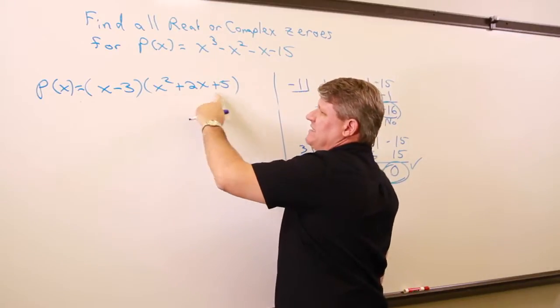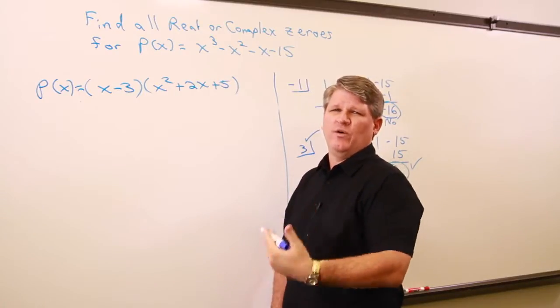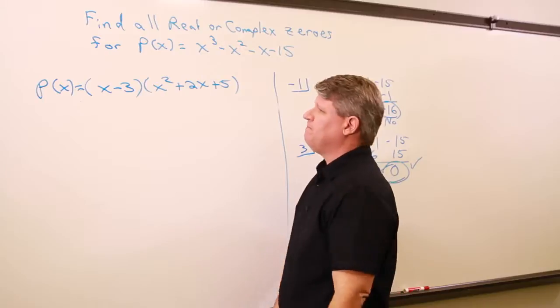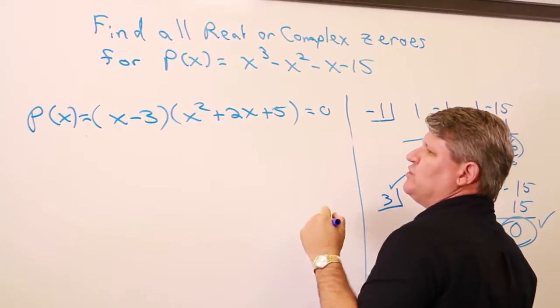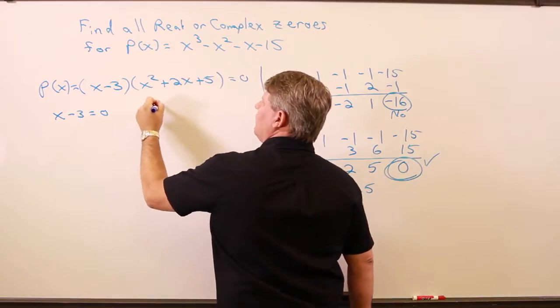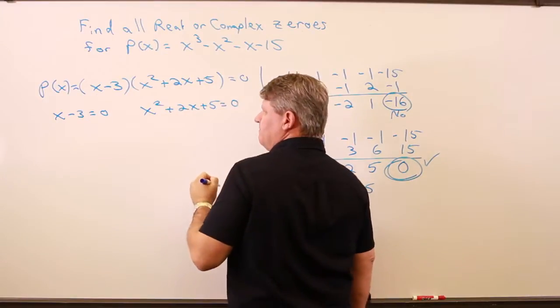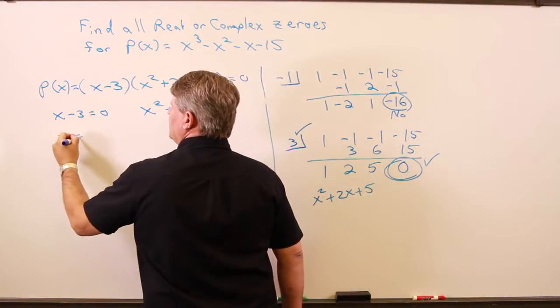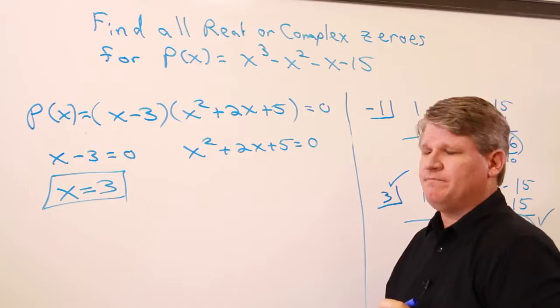But the good news is this is a quadratic expression, so I can solve it using any method for solving quadratic equations that I happen to know. So what we're going to do, we are again setting this function equal to 0 and solving it, so I can set each factor equal to 0 and solve each of those equations independently. Well, my first equation gives me x equals 3, which we already knew was one of my answers anyway.